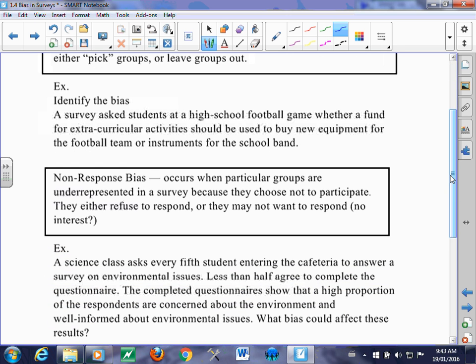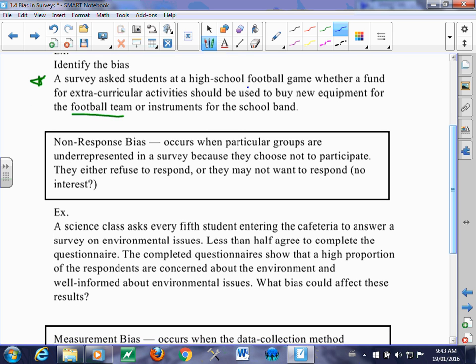All right. So, for example, here's one that they talk about. Identify the bias here. A survey asked students at a high school football game whether the funds for extracurriculars should be used to buy new equipment for the football team or instruments for the school band. Well, the problem is you're only surveying the football crowd, so guess what's going to happen? It's going to skew the results. If they said we're going to survey the football team and all the students taking music or in the band, then that would be another factor. But right now they're just surveying the football people. Because most people at a football game like football, right?